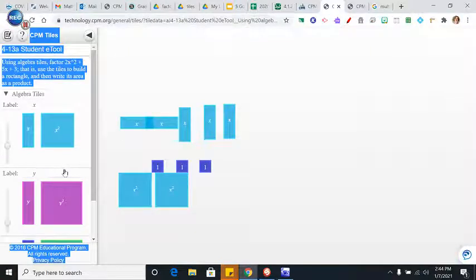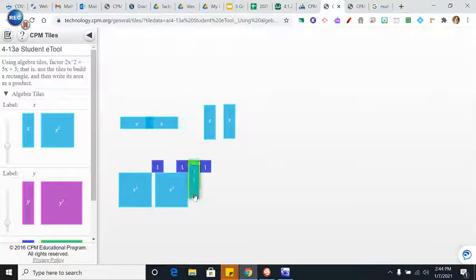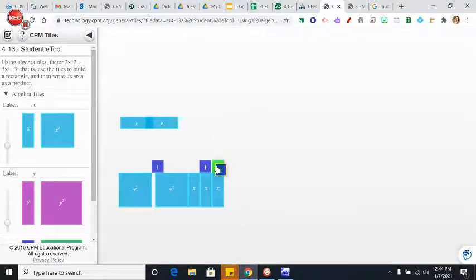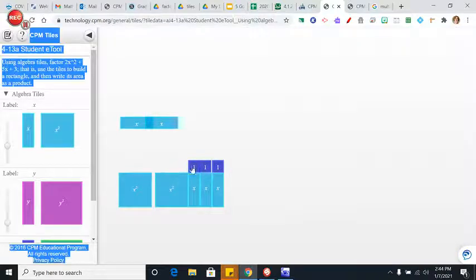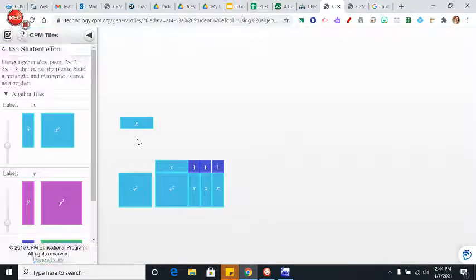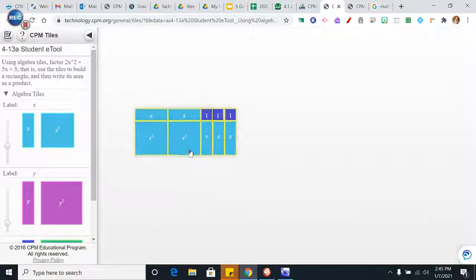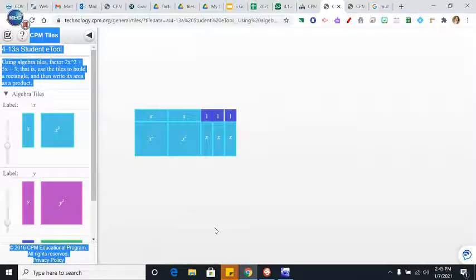I'm going to make a rectangle with these tiles. Not too difficult for this particular set of tiles. Okay, so here's my rectangle. Let me move these up a little bit. And I'm going to write this as a product.